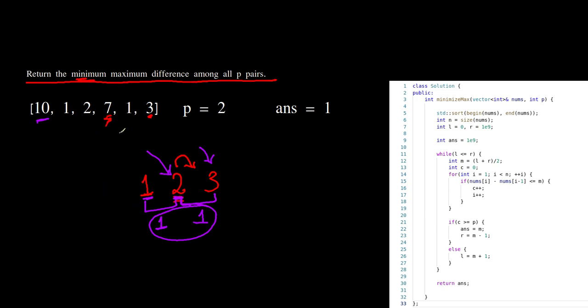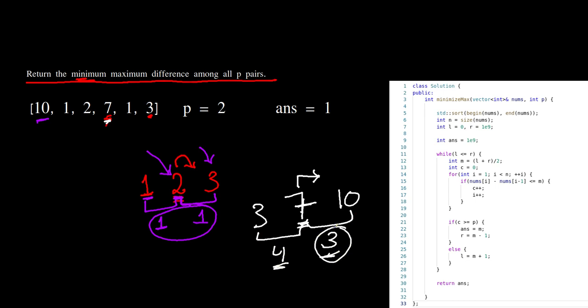Let's take another number, for example 7. Okay, for 7, what are the two values that 7 can be paired with such that the difference is minimized? The answer is the first value greater than 7, which is 10. The first value less than or equal to 7 is 3. Now 10 minus 7 is 3. 7 minus 3 is 4.